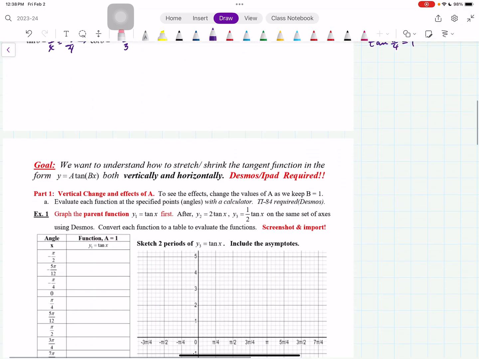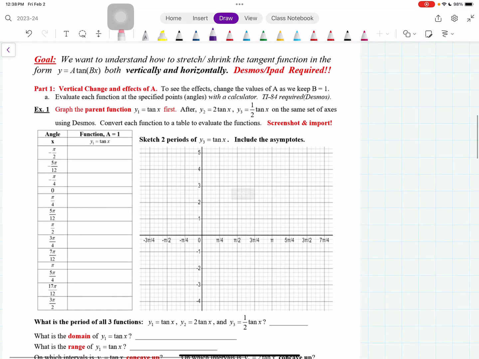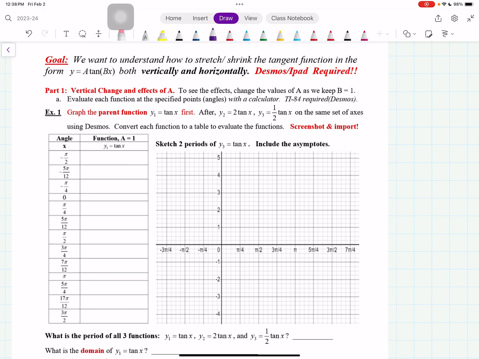Let's get into the first goal here on tangent. We want to understand how to stretch or shrink the tangent function, in the form of y equals a times tangent of bx, both vertically and horizontally. So the first thing we're going to do is take a look at vertical change. We want to analyze the 3 functions: tangent x, 2 times tangent x, and 1/2 of tangent x. What happens if you multiply the function by 2, and what happens if you multiply it by 1/2?